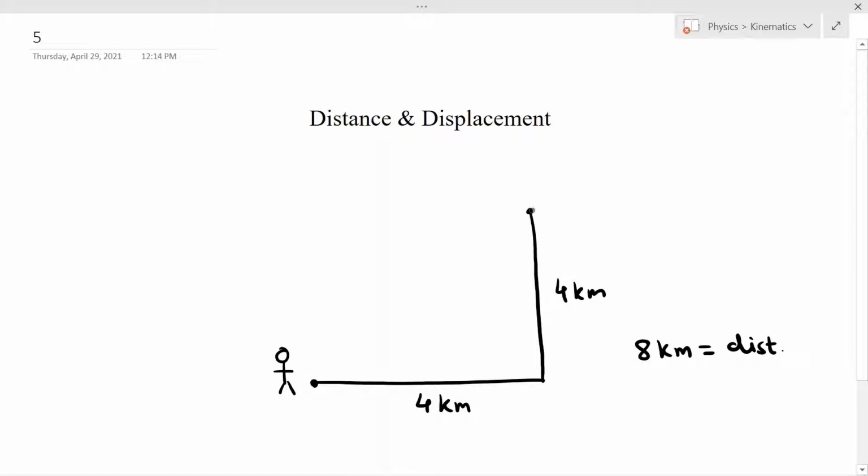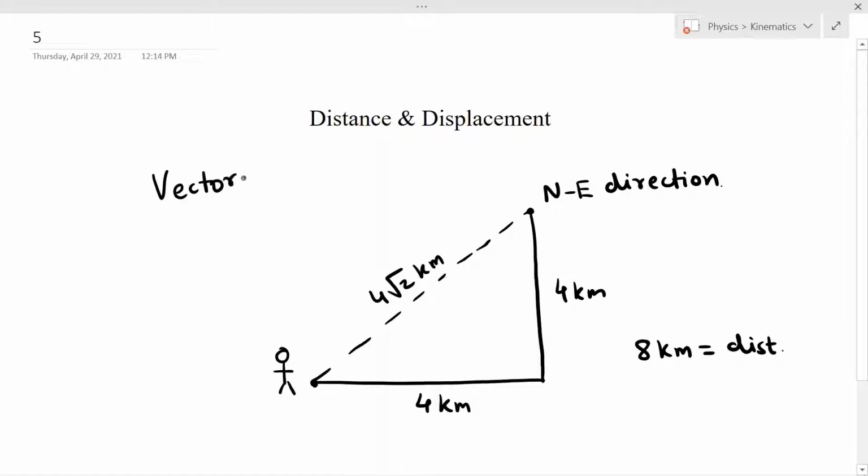Now he is not 8 kilometers away from the initial position. He is indeed 4 root 2 kilometers away from the initial position, in the northeast direction. So his final position with respect to the initial position has not only a magnitude but also a direction, and hence it is a vector quantity, and this quantity is known as displacement. So displacement between the 2 points is this straight line.